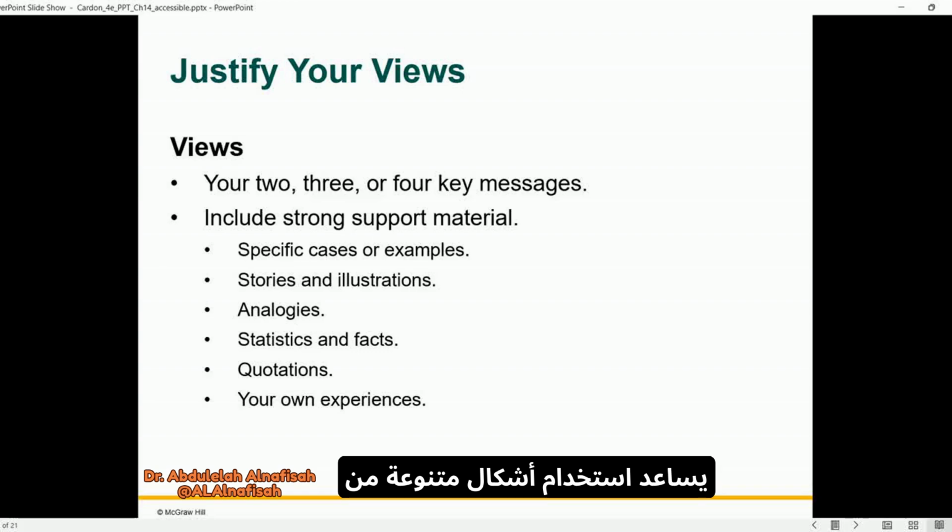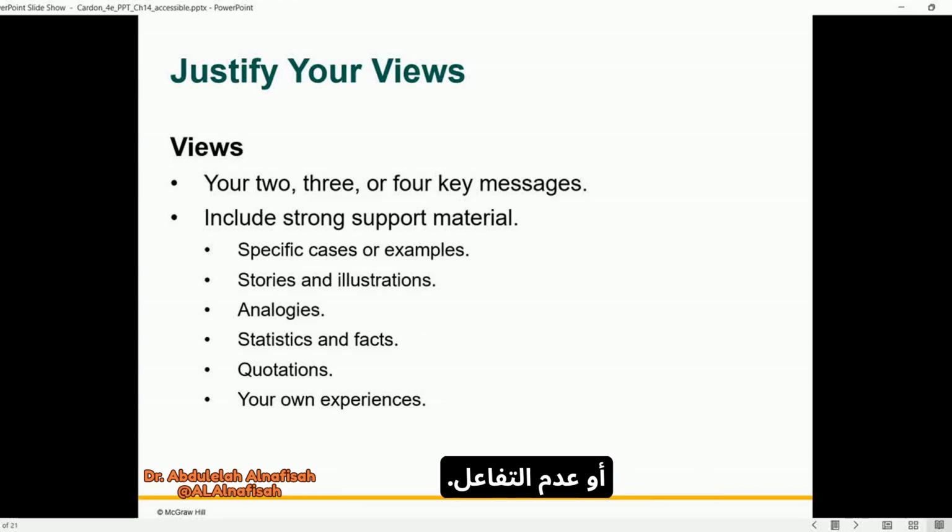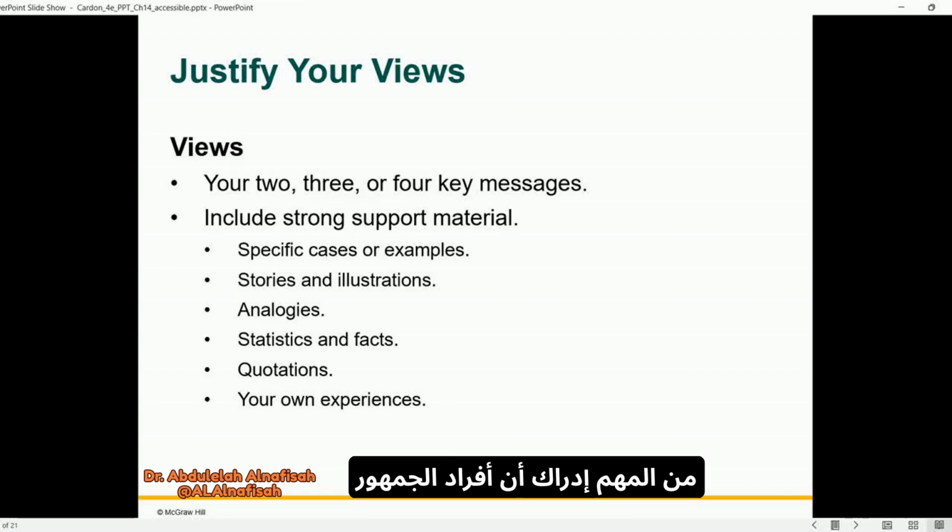Utilizing diverse forms of evidence helps build credibility and persuades your audience of your stance. However, moderation is key when incorporating support materials into your presentation. Overloading your audience with too much information can lead to confusion or disengagement. It's important to recognize that audience members often have preferences for specific types of evidence.